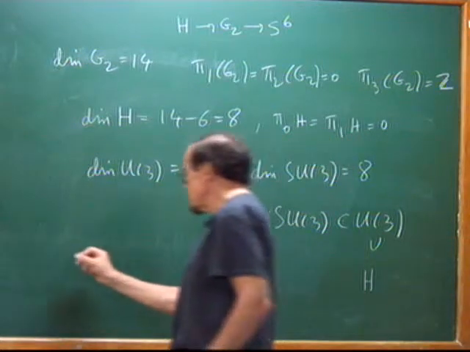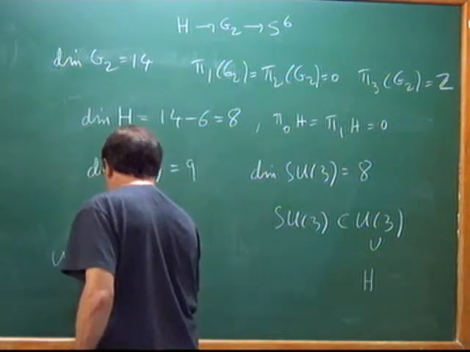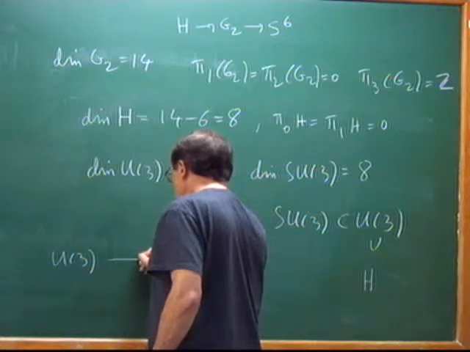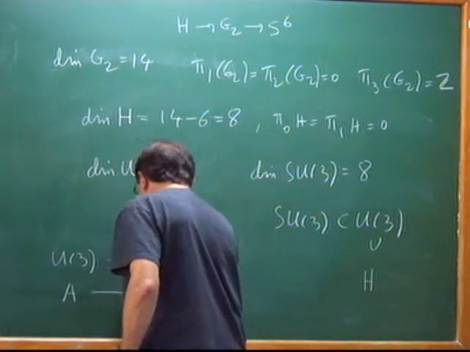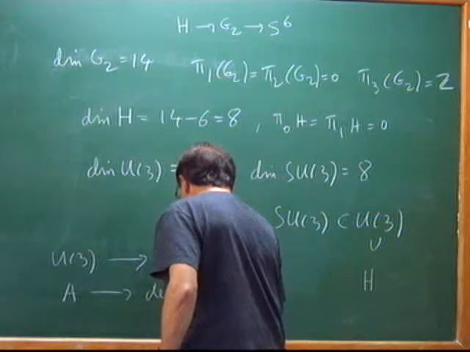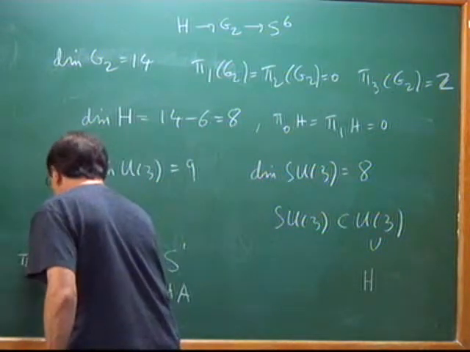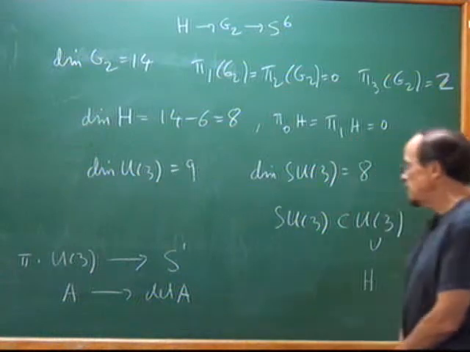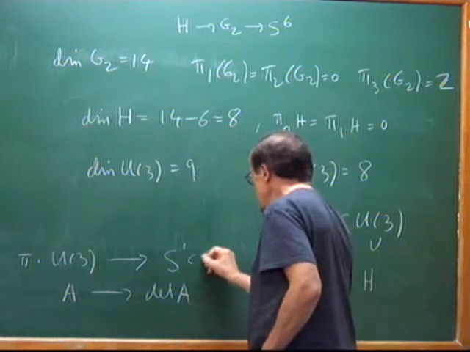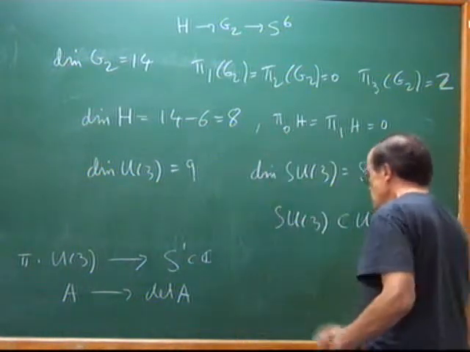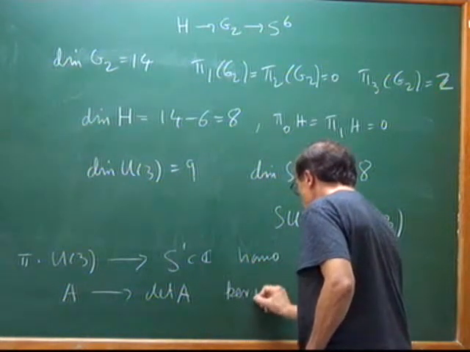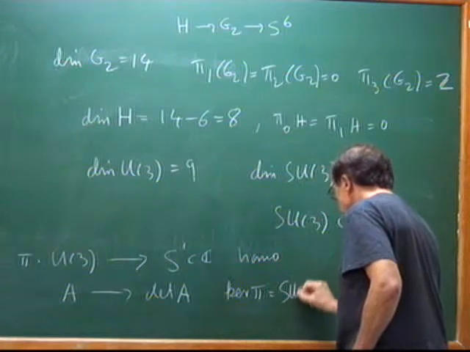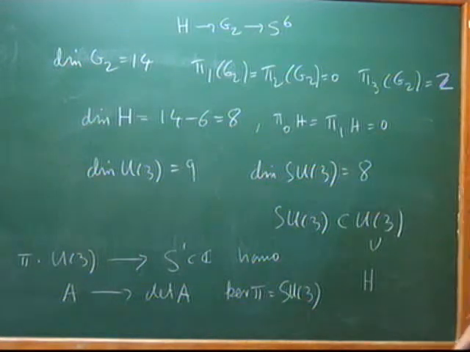I can do it as follows. I can take a homomorphism pi from U3 to the unit circle, which takes the matrix A to det A. Det A lies in the circle inside C. That's a homomorphism, and the kernel of pi is, of course, SU3 by definition. So I'm going to show that H lies in the kernel of pi.